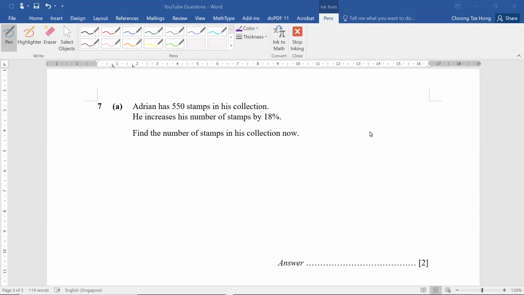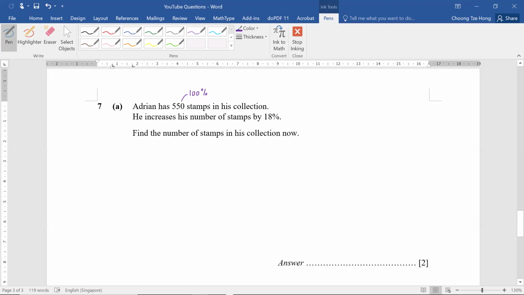So for this case, Adrian started off with 550 stamps. So the original amount we will always assign to be 100%. All right, so this will be the original 100%. So now he increases his number of stamps by 18%, means the new percentage is going to be 100% plus the additional 18% to make it 118%. So the number of stamps in his collection now will be 118% of the original 100%, right?